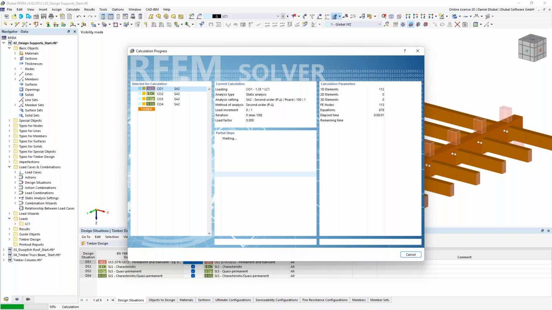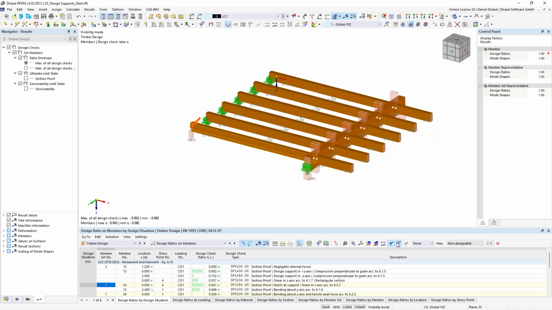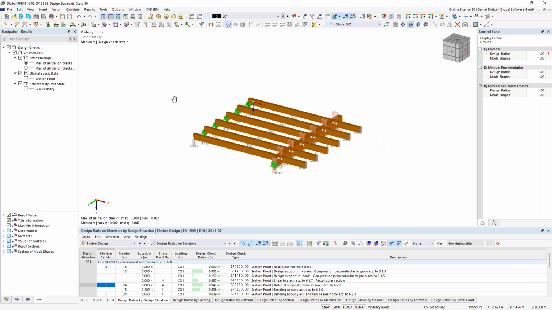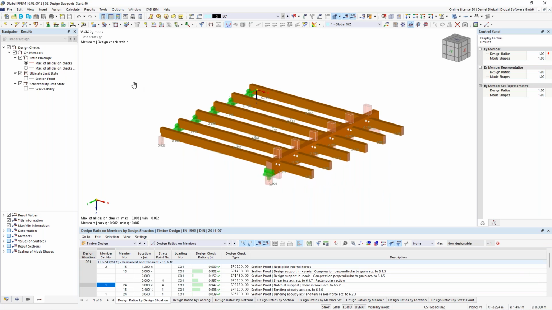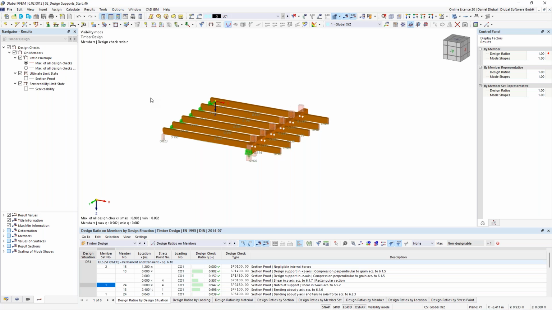Check the results. And a nice thing is that I can click on one of the members in the working plane, and I can see here the design ratio, the design situation, and also the relevant design check: section proof, notch at support, and this is the result which is relevant for this. Okay, so much for that. So now you know what design supports are and how I can consider different local cross-section reductions. And in order to summarize the chapter, I have prepared a poll for you.